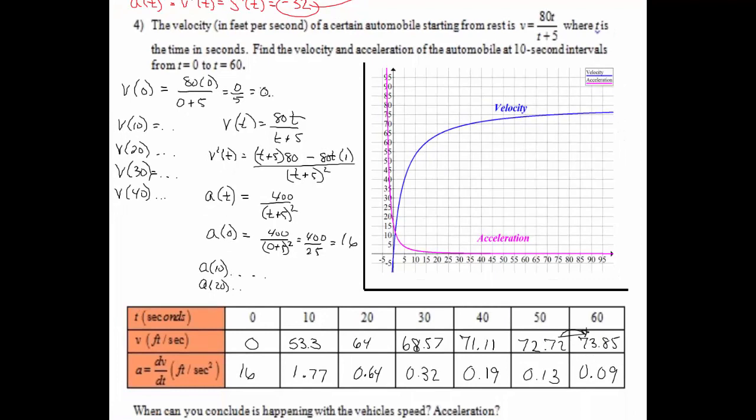Looking closely, you see our velocity starts off low at 0, but then speeds up really quickly. But look at the velocity. It starts to level off. The acceleration was at time 0, at 16. But then what happens? It starts to level off because it's accelerating less and less. The acceleration is approaching 0. And you notice this relationship. As velocity starts to level off, the acceleration approaches 0.